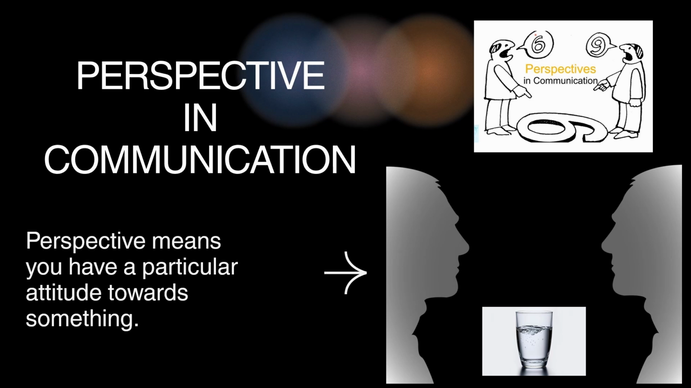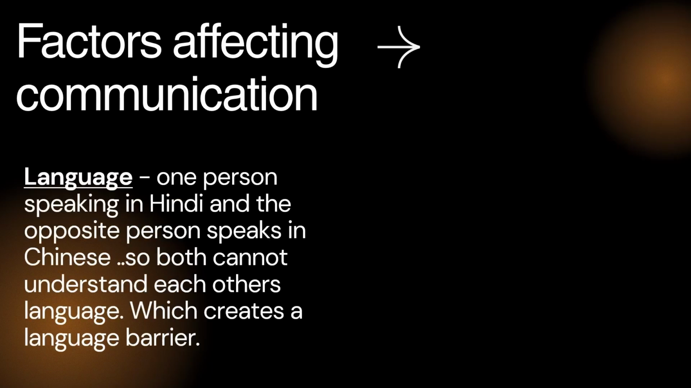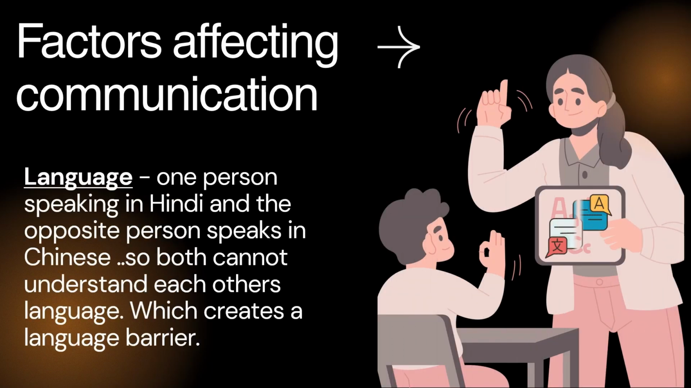Let us now talk about factors that are affecting communication and which create a barrier. So the first one here is language. Imagine one person speaks in Hindi and the opposite person speaks in Chinese. Without a common language, they can't understand each other, which makes communication impossible.